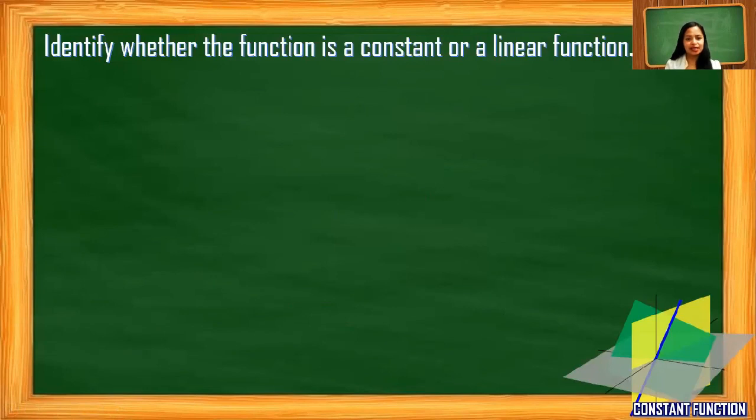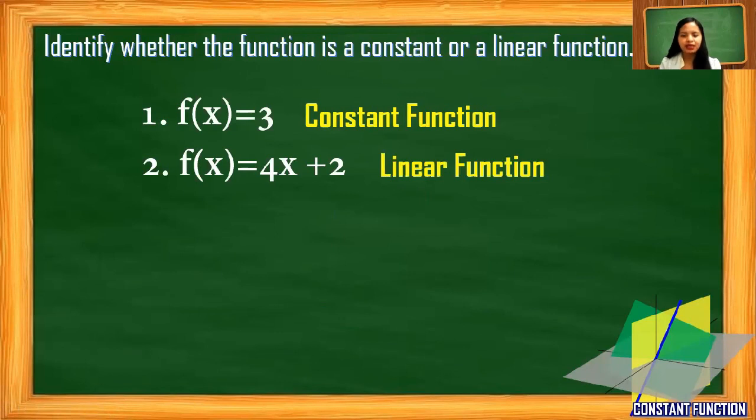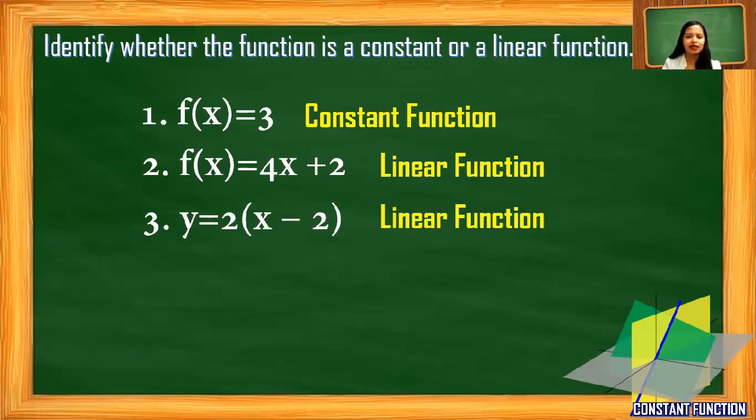Now, let's have an exercise. Identify whether the function is a constant or a linear function. Number 1, f of x is equal to 3. You're right, that is a constant function. How about this one? f of x is equal to 4x plus 2. Very good. That is a linear function. Another one is y is equal to 2 times (x minus 2). Yes, that is a linear function because we distribute the 2 to every term in the parentheses. So we will have y is equal to 2x minus 4.